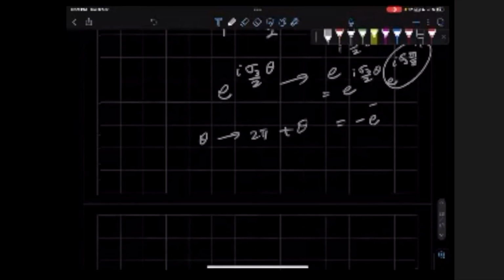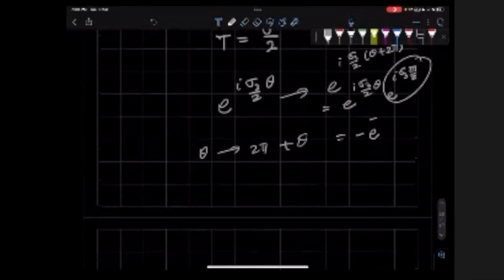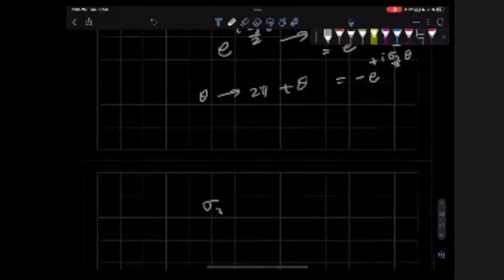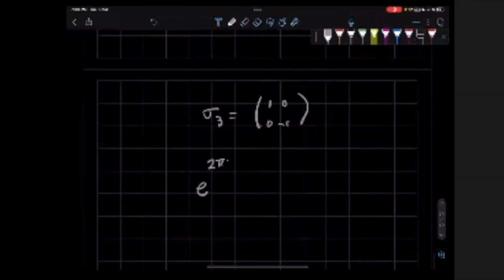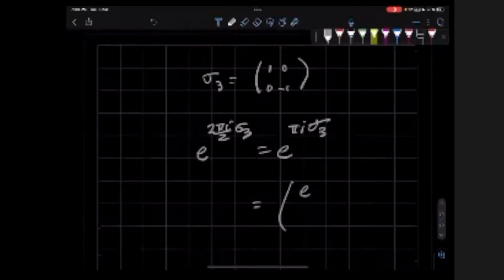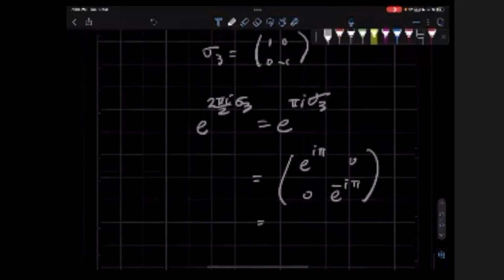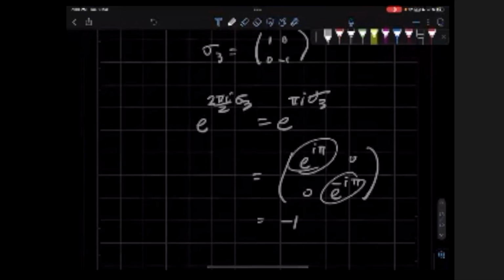because sigma 3 is 1, 0, 0, minus 1. So if I compute this thing, it's e to the power 2 pi i by 2 sigma 3, which is e to the power pi i sigma 3, which means it's the matrix with e to the power i pi and e to the power minus i pi on the diagonal. But this is minus 1, this is minus 1, so this is minus 1.